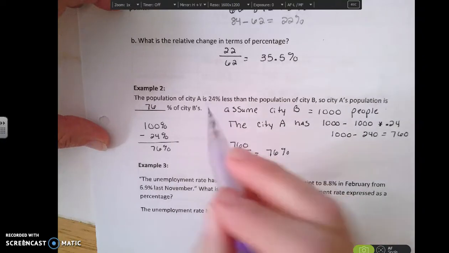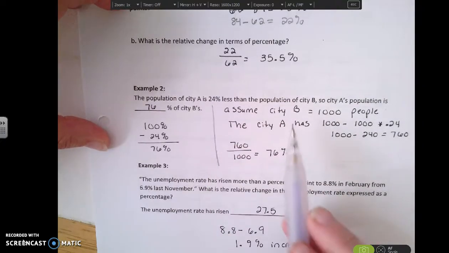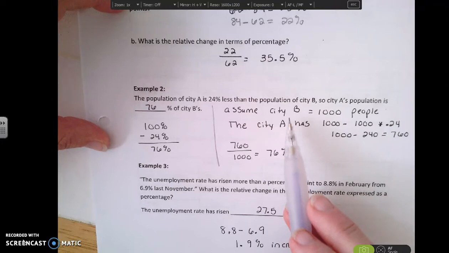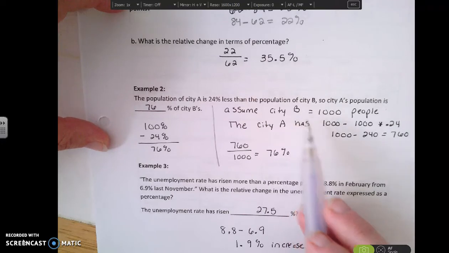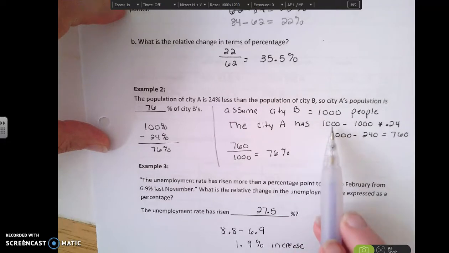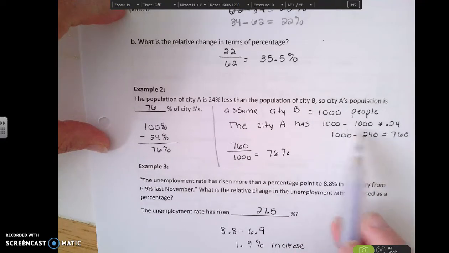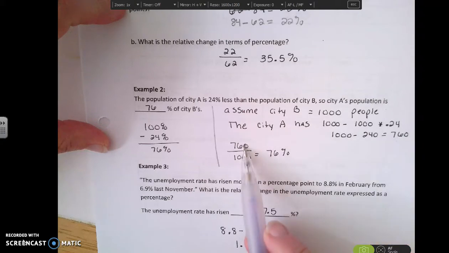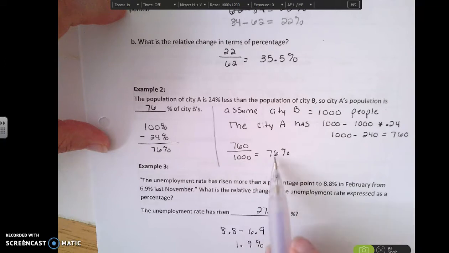Another way that you can think about it logically, so let's just assume, and I'm just making up the numbers here, that city B has 1,000 people. Then city A would have 1,000 minus 1,000 times 24%, which is 760 people. So 760 is the change divided by the original, which is 1,000, would be 76%.